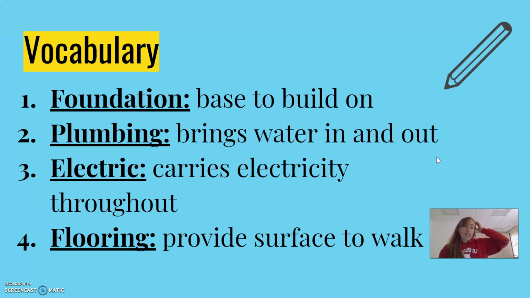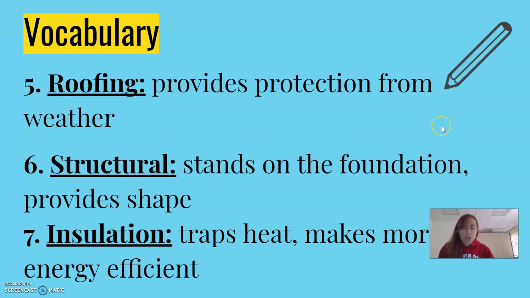Plumbing brings water in and out and also sewage in and out. Electric is obvious, that carries electricity throughout the building to help with lights, electronics, anything that you would need electricity for. Flooring provides a surface to walk on. Roofing provides protection from weather.